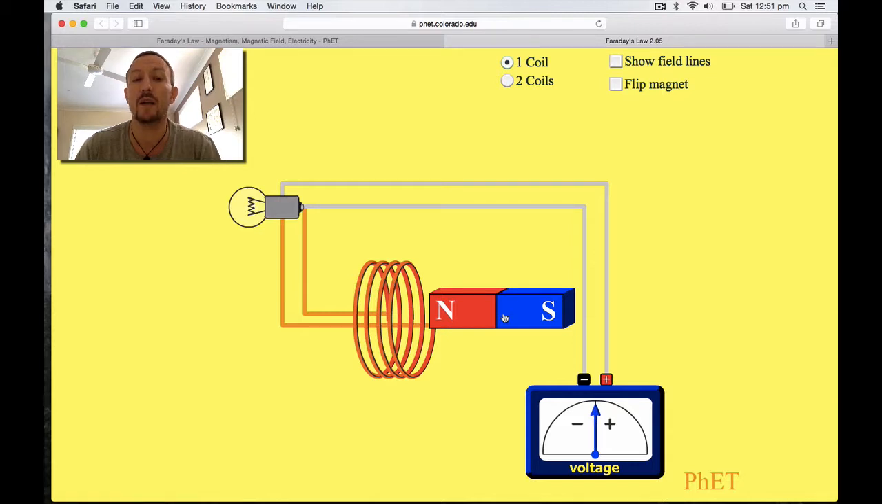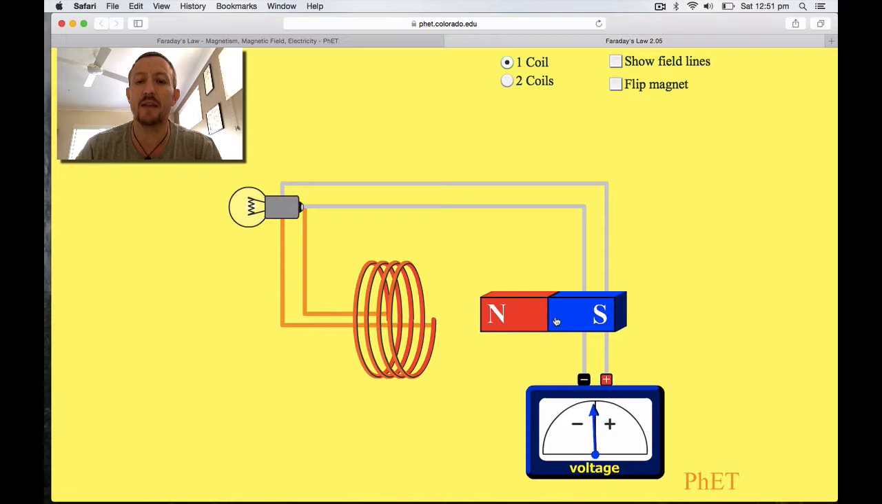Now I pulled it out quickly. You saw the light flash. The light flashed because I got a flow of current, because the electrons had energy to move from one part of the circuit to another. As it flowed across the bulb, we saw that it moved in the opposite direction.